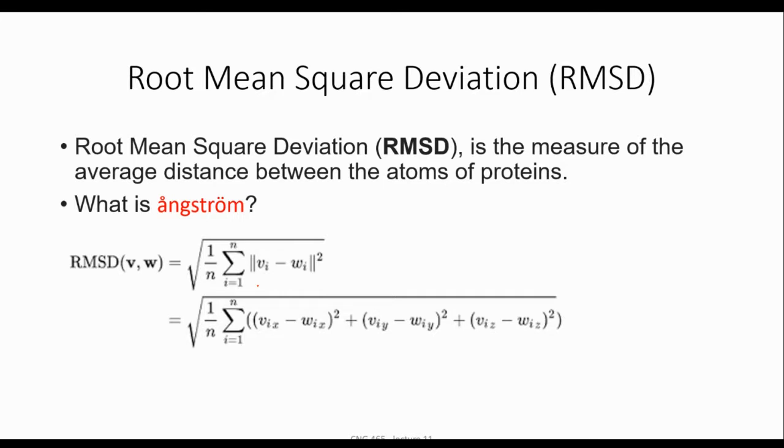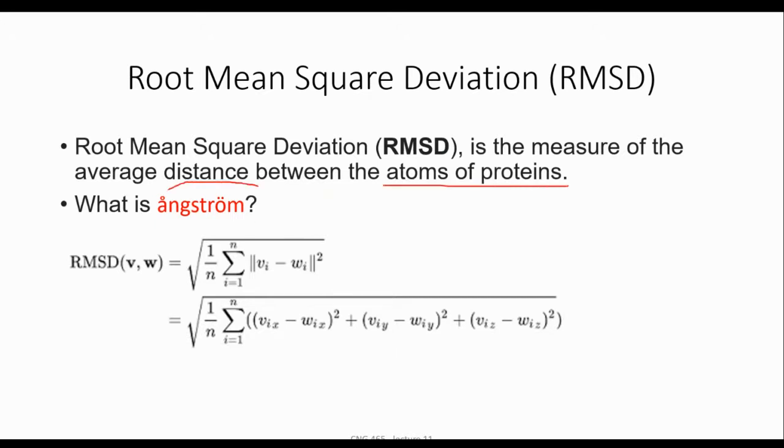We call it root mean square deviation. This one is not just used for bioinformatics. It has various applications, but we use it as a tool in bioinformatics in order to find the average distances between atoms in proteins. So when we ask what RMSD is in bioinformatics, it is the measure of the average distance between the atoms of proteins.